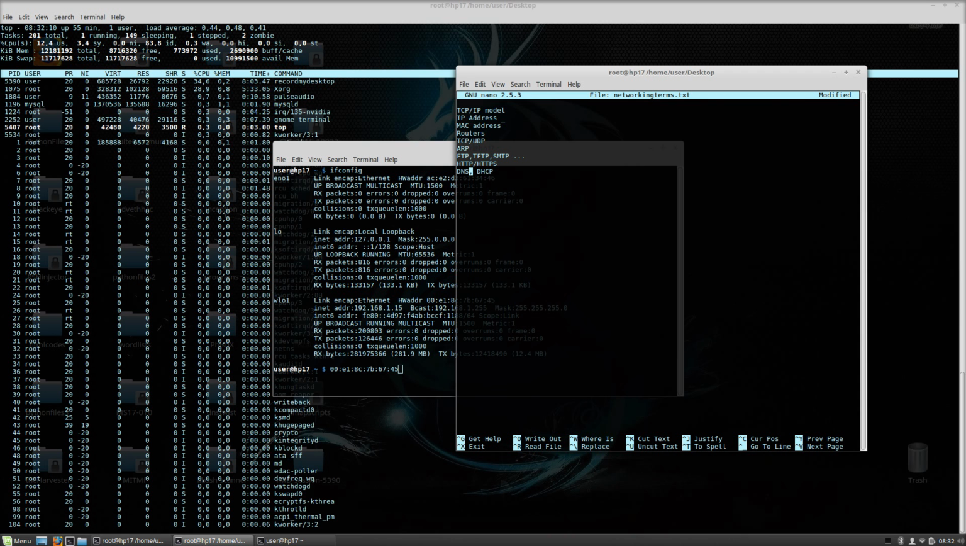Now the DHCP is basically only used for giving you the IPv4 address. Mostly it is also built into your router, and every time you connect to the internet it basically just gives you an available IPv4 address. So that's about it for these networking terms.